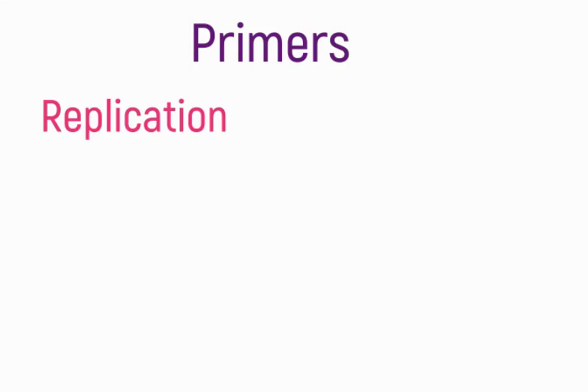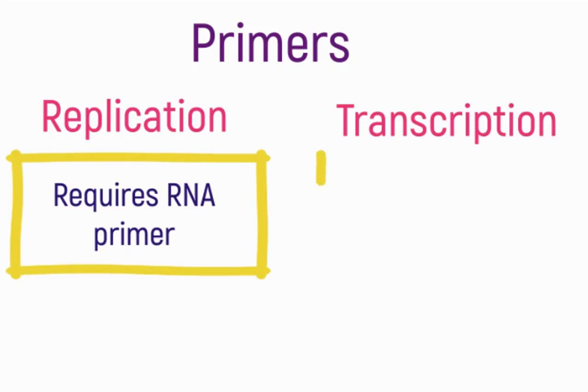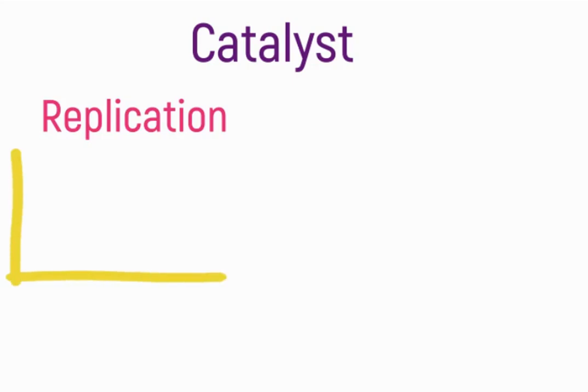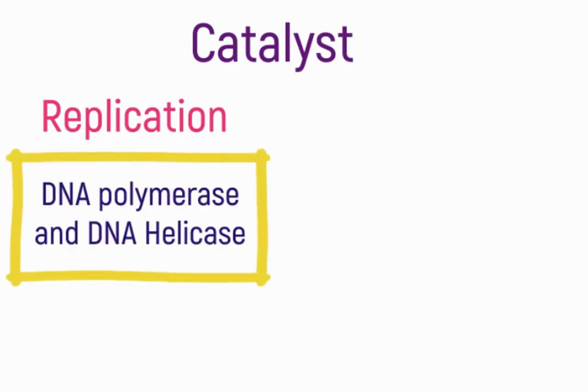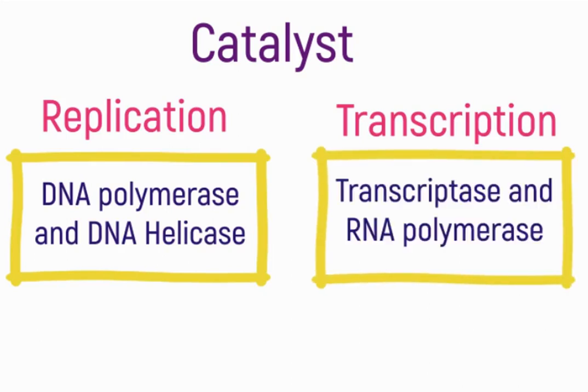In DNA replication, the enzyme DNA polymerase requires an RNA primer for commencement of the replication. On the other hand, in RNA transcription, the enzyme RNA polymerase requires no primers. DNA replication is catalyzed by the enzymes DNA polymerase and DNA helicase, while transcription is catalyzed by the enzymes transcriptase and RNA polymerase.